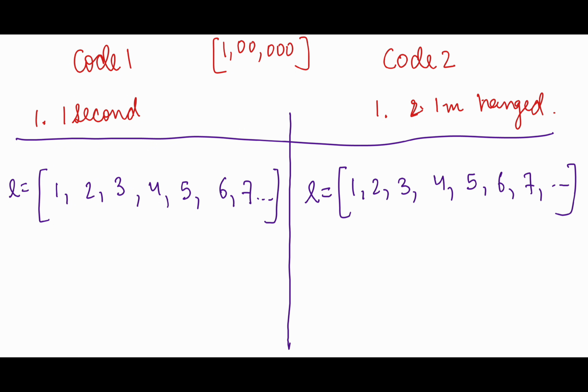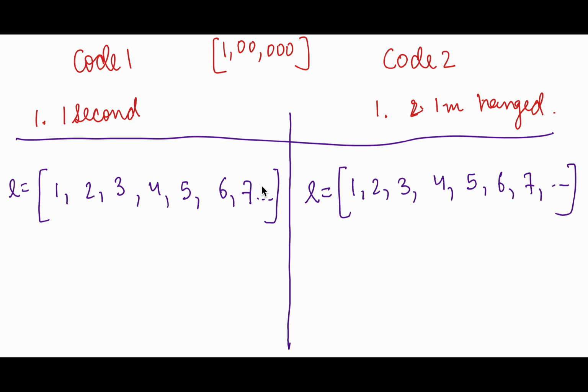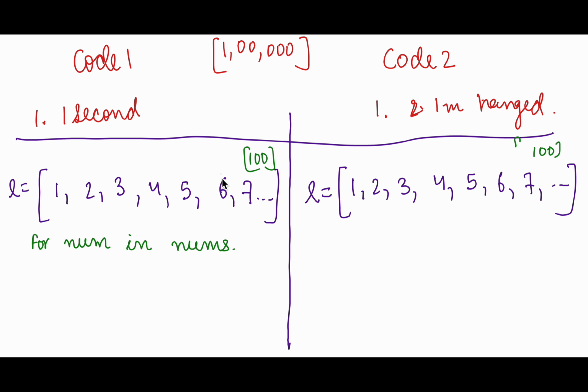What is happening with the first code is that it is running a for loop, for num in nums. Let us say there are a total of 100 elements in both of these. In the first code we are just doing for num in nums. How many times do you think it is going to run? It is actually running 100 times.